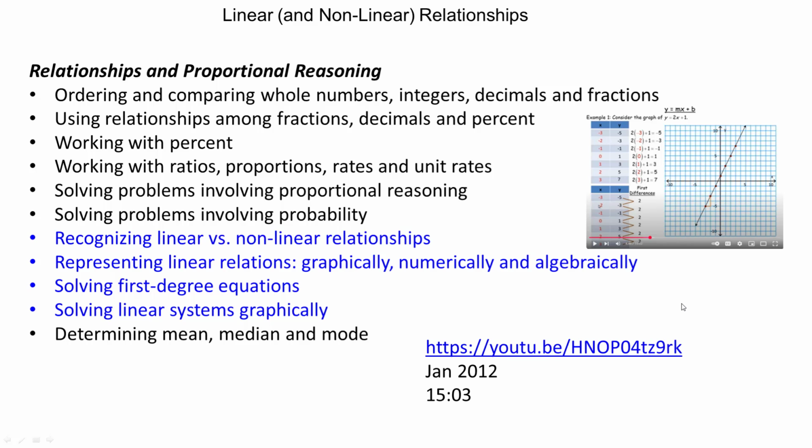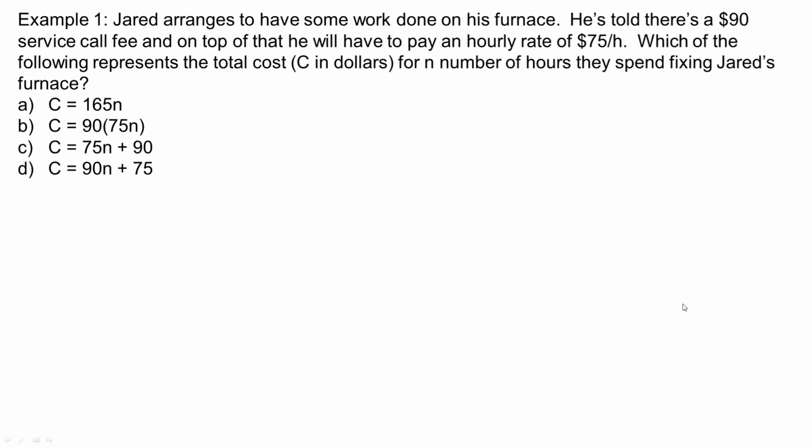So let's take a look at some examples. In this first one, Jared arranges to have some work done on his furnace. He's told there's a $90 service call fee, and on top of that, he'll have to pay an hourly rate of $75 an hour. So the question is, which of the following represents the total cost C in dollars for n number of hours of work they spend fixing Jared's furnace? And here are the 4 options.